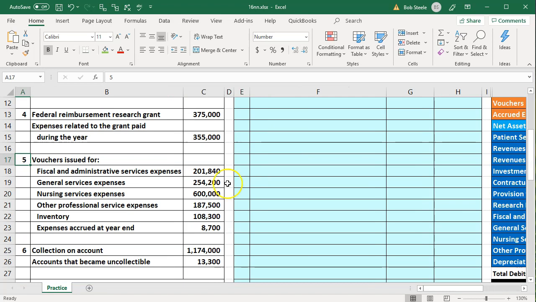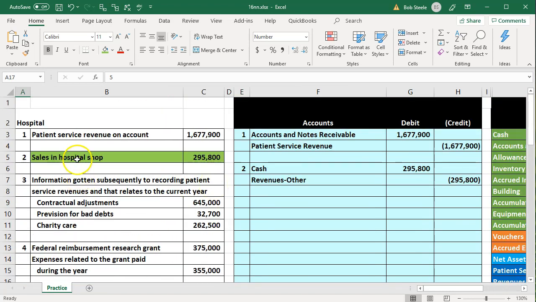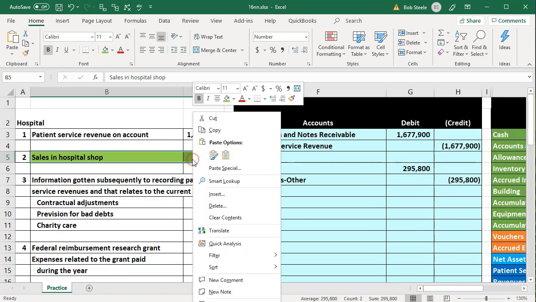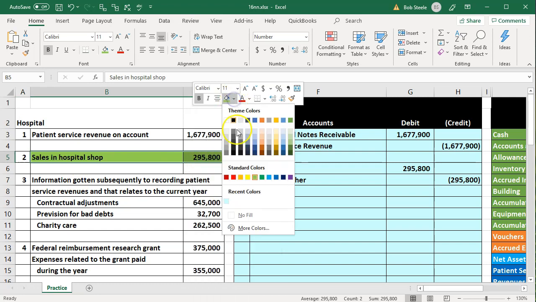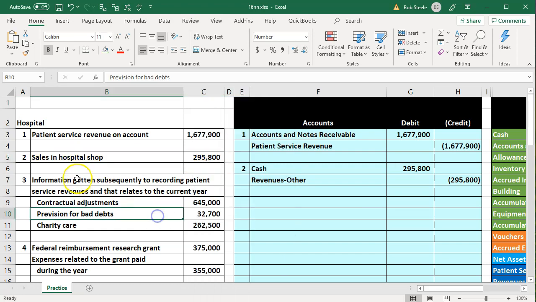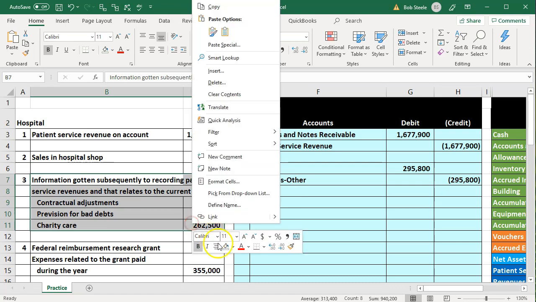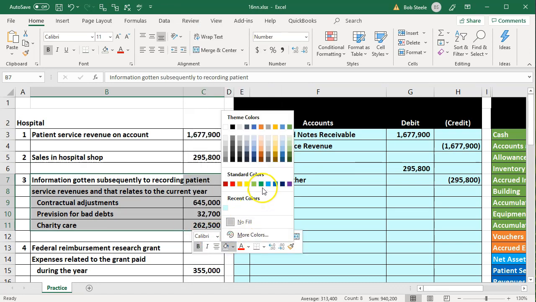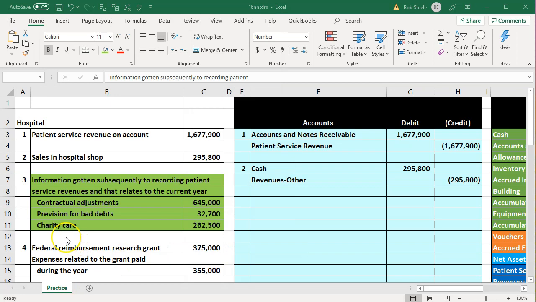Okay, now we're going to go to number 3. Number 3 is a little bit longer, it looks like. So I'm going to unhide. We're going to ungreen this one. And then we'll make this one green, indicating that the one that's green, number 3, is the one we're working on. Number 3 says, information gotten subsequently to recording patient service revenue and that relates to the current year. We've got the contractual adjustments, the provision for bad debts, and the charity care. So we're going to say that this is going to be number 3.